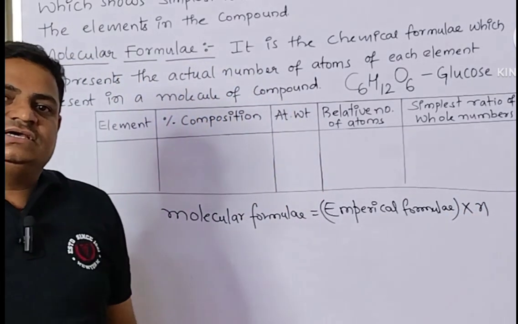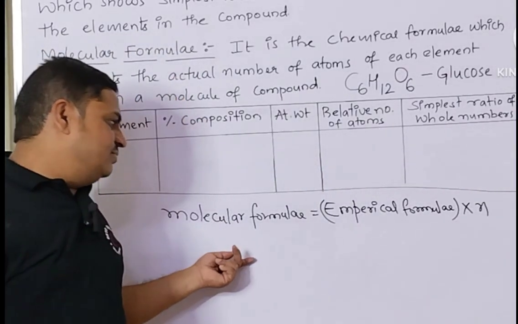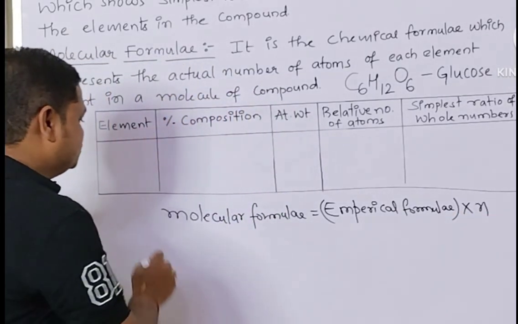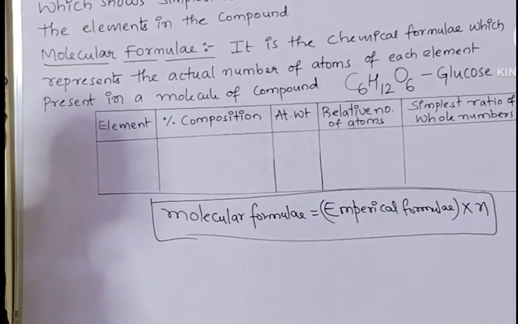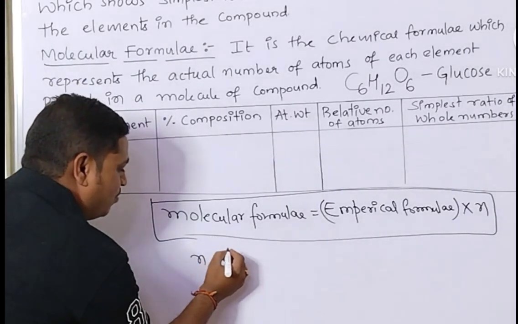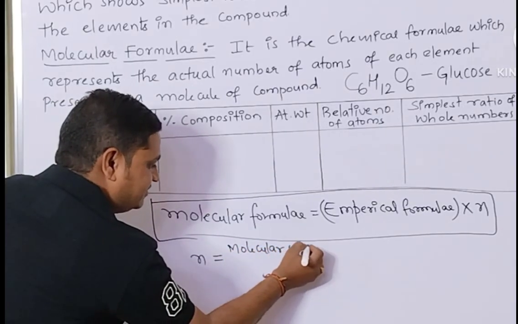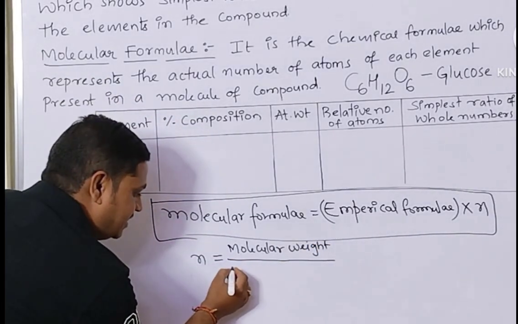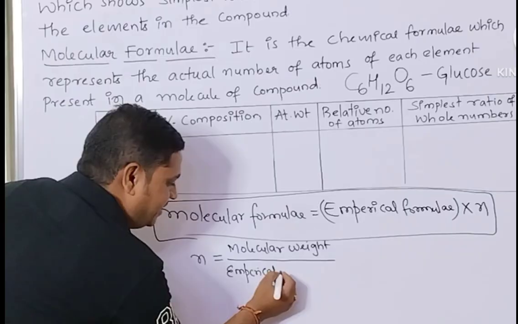You may ask, what is the n value here? n is a whole number. How do we calculate it? You understood the molecular formula and the empirical formula, so what is n? There is another way of expressing the n value. n is calculated by molecular weight. Suppose in the question they give you the molecular weight of the compound. Then n is the molecular weight upon the empirical formula weight.